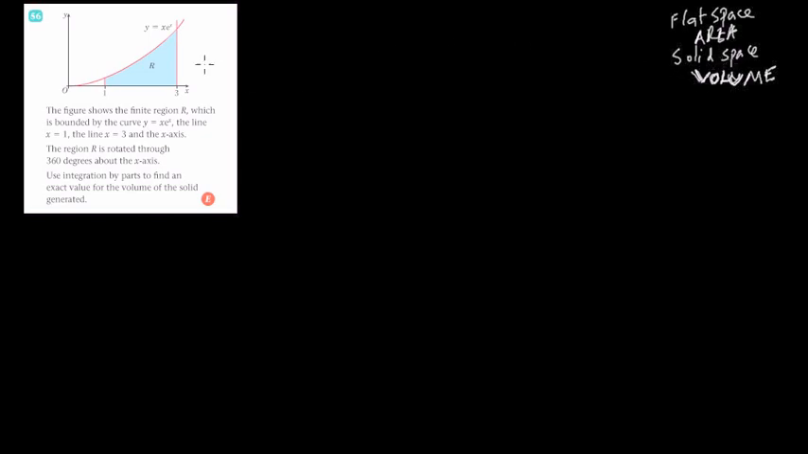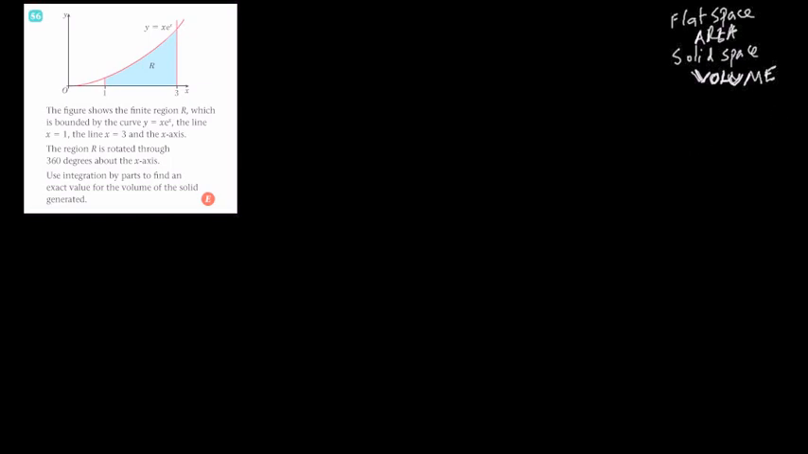A shaded region is always a flat space. So when you have to find the volume, you have to imagine that this flat space is being rotated on the x-axis or on the y-axis, but usually on the x-axis, so that it forms an imaginary solid. Now this particular question is about the region R being rotated through 360 degrees, meaning a complete circle, to form an imaginary solid. That means this picture is going to look like this.